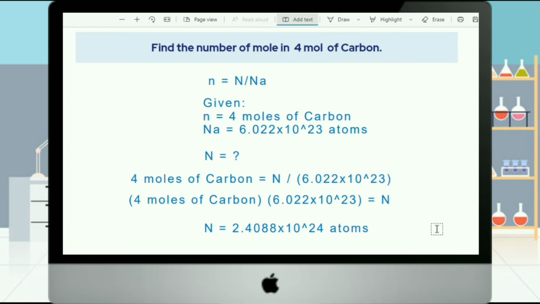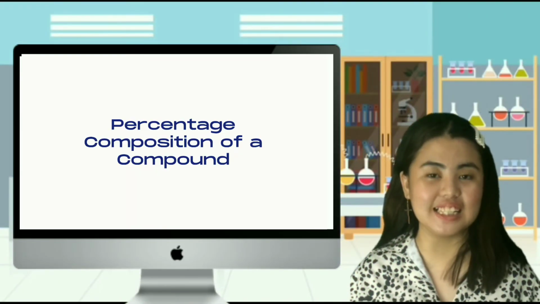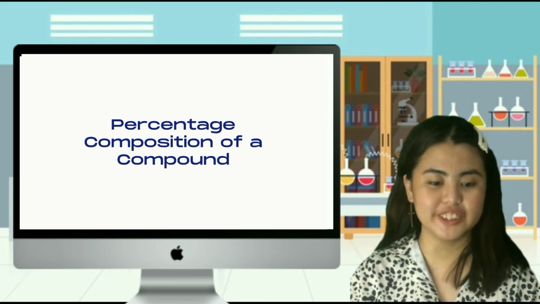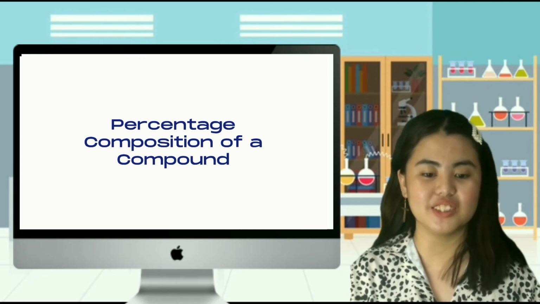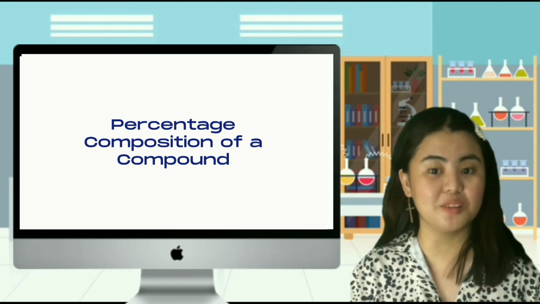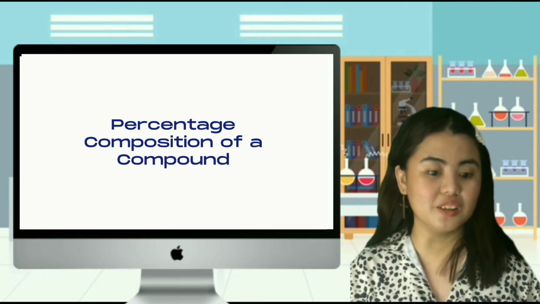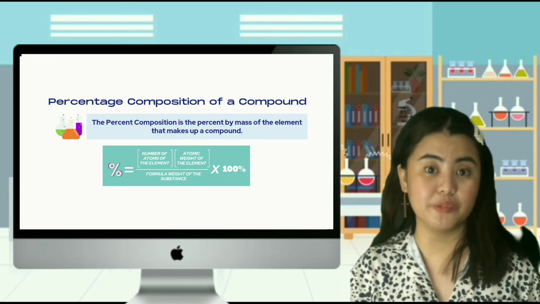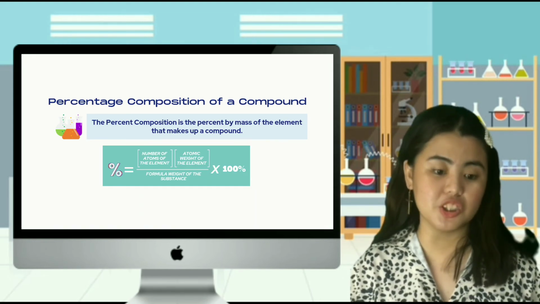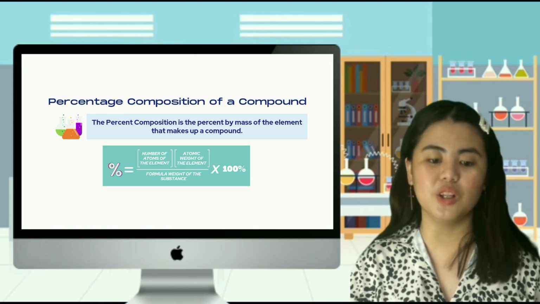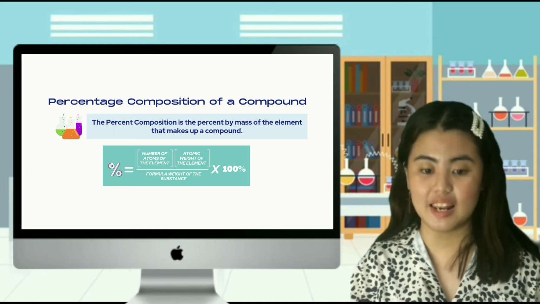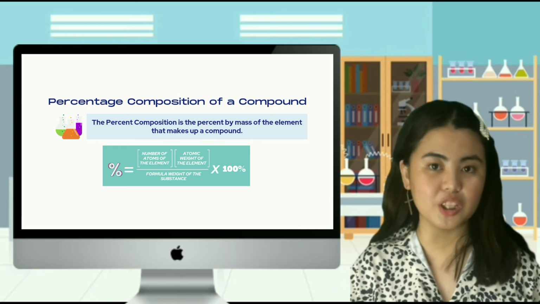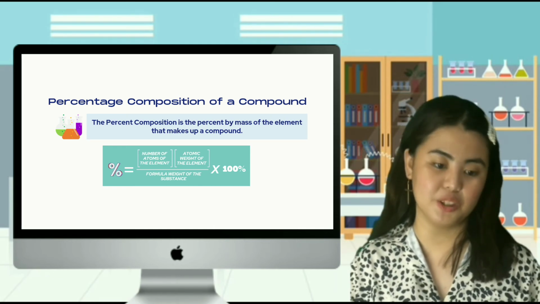Well, here you have it. Hi, my name is Celia Isabel Roque, the reporter of percent composition of compounds. So, the percent composition of a compound is the percent by mass of the elements that make up the compound. The percent composition can be obtained using the formula below. The percent composition of an element is equal to the number of atoms of the element times the atomic weight of the element over the formula weight of the substance times 100%.